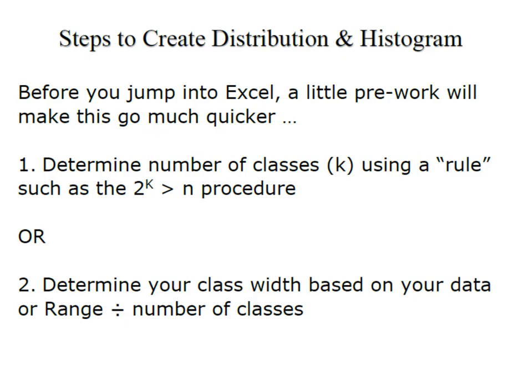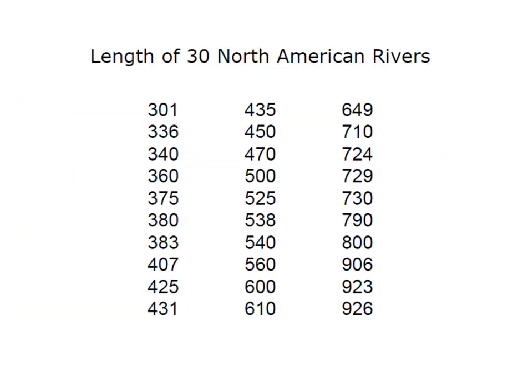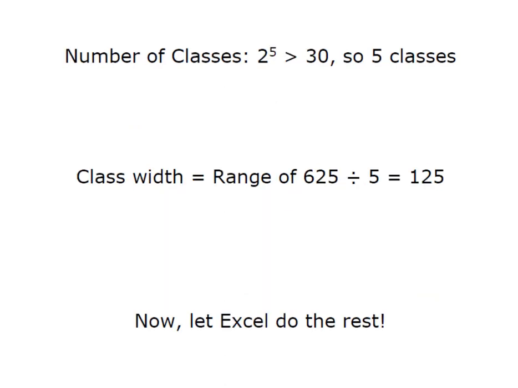Or if you already know how many classes you want, then we can go ahead and determine your class width based on the data. We'll do that by simply finding the range of the data and equally dividing it by the number of classes. The data that I'm going to use today is the length of 30 rivers in North America. I've already decided that I'm going to have 5 classes based on this 2 to the k rule.